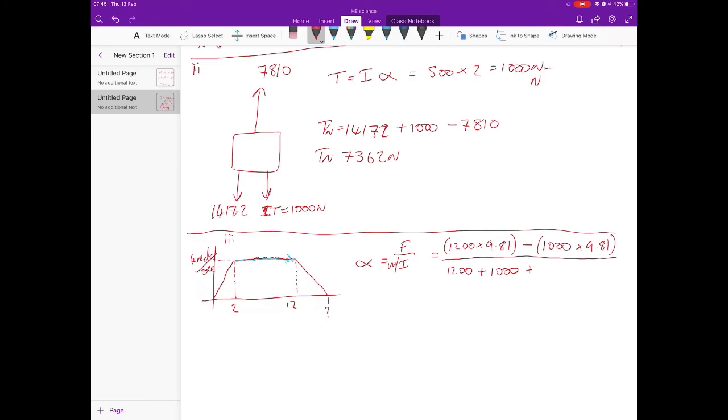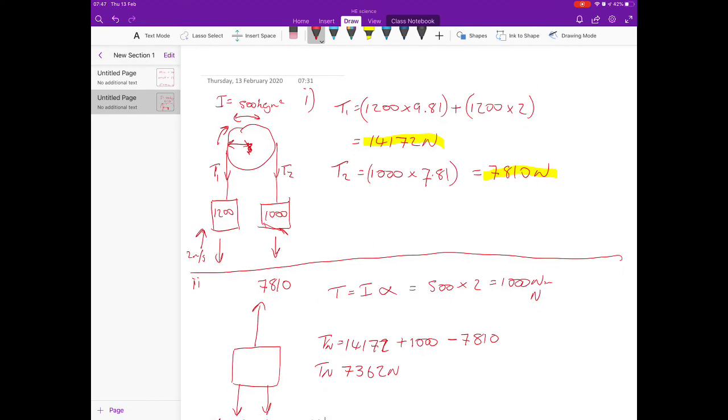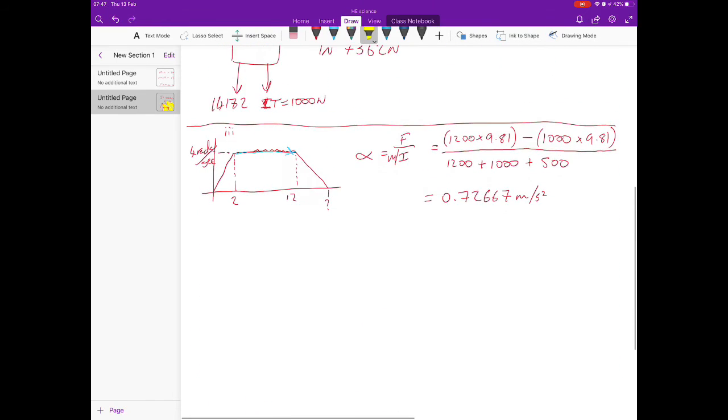Now the moment of inertia here is 500. We're already given it, which comes to 0.726 meters per second squared. So that's its rate of deceleration due to the inertia of both of the masses, these two masses here, and also the inertia of this wheel wanting to carry on spinning. And that together means that it doesn't stop immediately or stop just with gravity. It actually wants to carry on going because it's got this inertia in there. So that's its rate of deceleration.